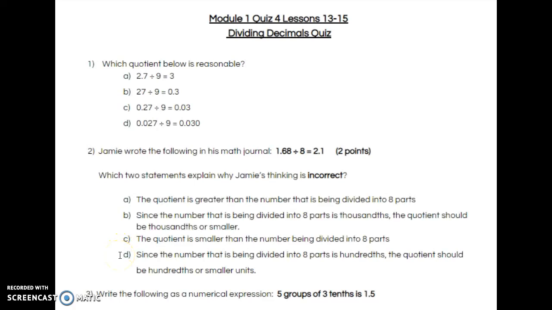D. Since the number that is being divided into 8 parts is hundredths, the quotient should be hundredths or smaller. Again, which two statements explain why Jamie's thinking is incorrect?